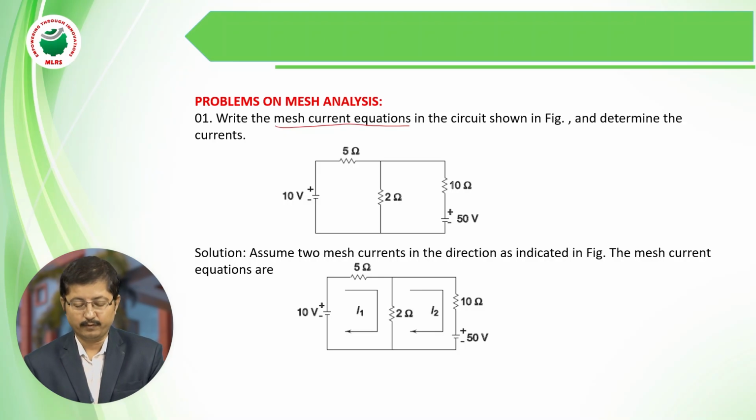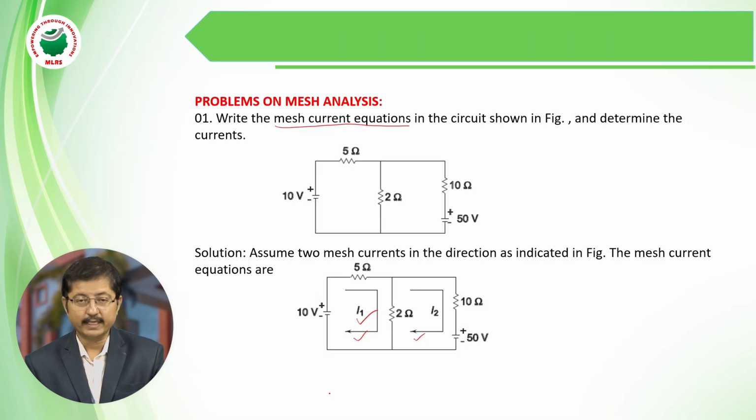How to find? First we have to check whether it is a planar or non-planar graph. After checking, we have to assign the loop currents. So it is a planar network, and for this planar network we can easily apply mesh analysis. This is I1 and this is I2. I am taking the current directions also here. First I am considering loop 1.